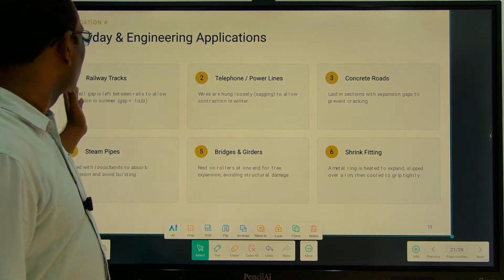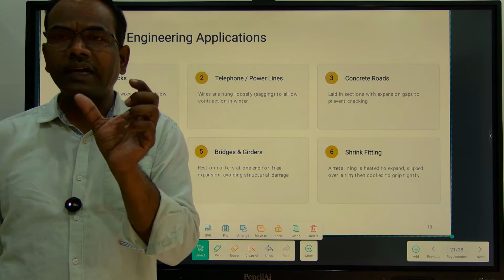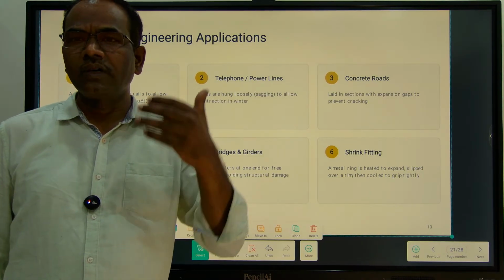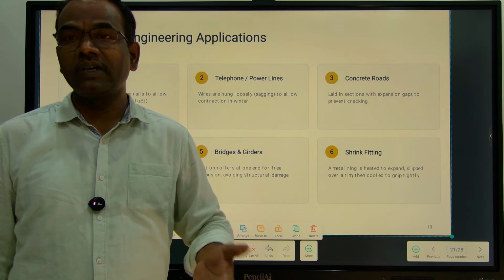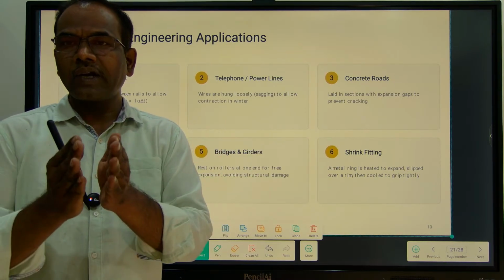So for example, take railway tracks. We leave some small gaps between the two rails because it allows thermal expansion. When temperature increases, the two rails expand.